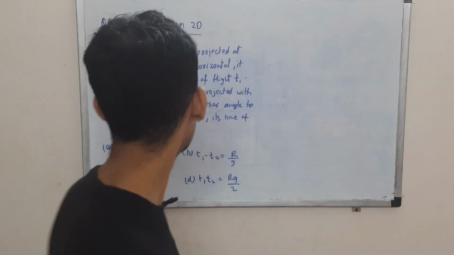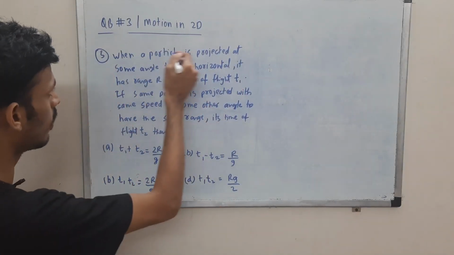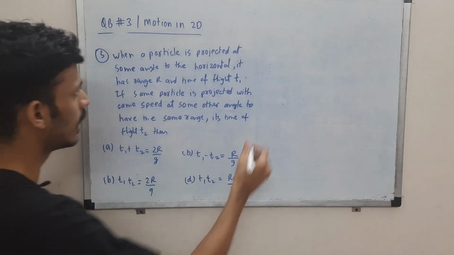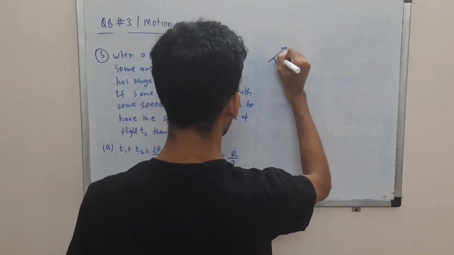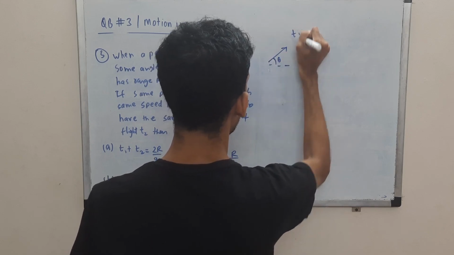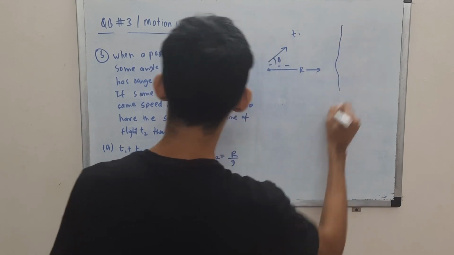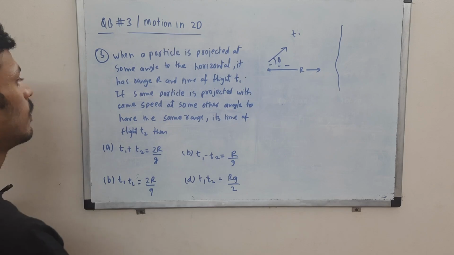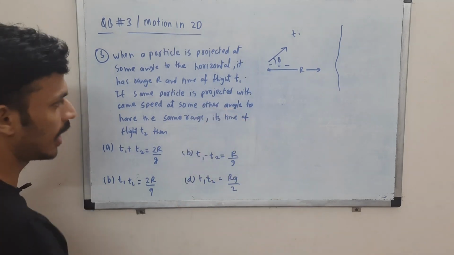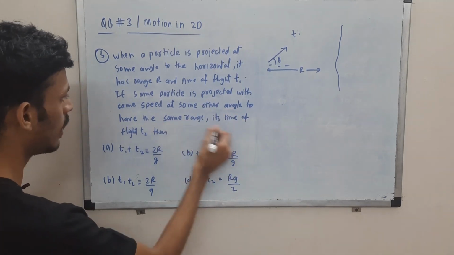Question 3 over here, we have a projectile which is projected. A particle is projected at some angle. Let us suppose it is theta. It has the time of flight t1, and it is given that it has range r, some range. Then we have the same particle which is projected with the same speed at some other angle, and the clue is that they have the same range.